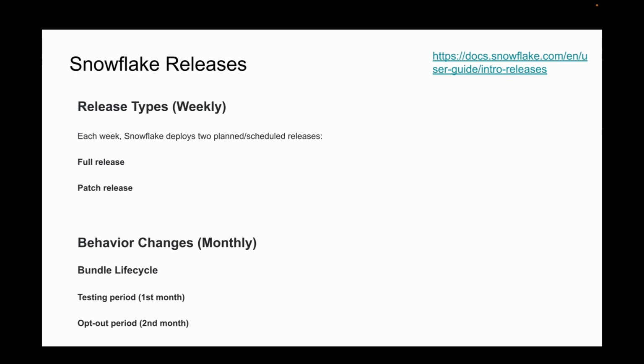There is also a life cycle for these bundles which bring in behavior changes. The first month of this bundle is testing period, where you don't get enrolled automatically. Snowflake releases them and customers can opt in for testing. The next month, Snowflake enables these by default, and you can choose not to opt in. That's called an opt out period. So you can say, we do not want this to be enabled for another month or so. And then third month onwards, Snowflake makes these bundles available by default.